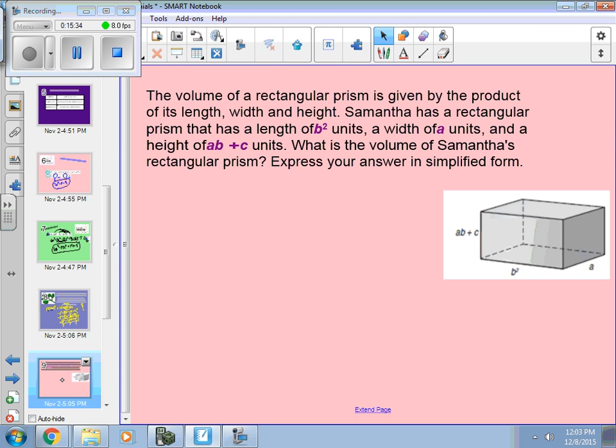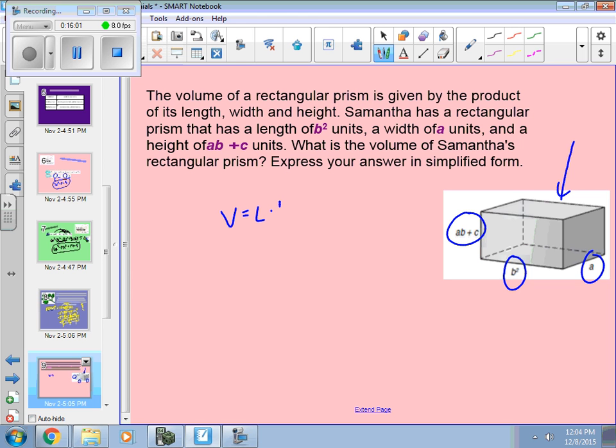All right, last problem. It says the volume of a rectangular prism, you guys talked about rectangular prisms in geometry, looks something like this, is given by the product of its length, width, and height. Samantha has a rectangular prism that has a length of b squared units, a width of a, and a height of ab plus c. What's the volume of Samantha's rectangular prism? Okay, so if we're going to find the volume, we want to take length times width times height, multiply all these together. They told us what all these are, so we want to multiply a times b squared times ab plus c. This last one we need to put in parentheses because there's 2 terms there.